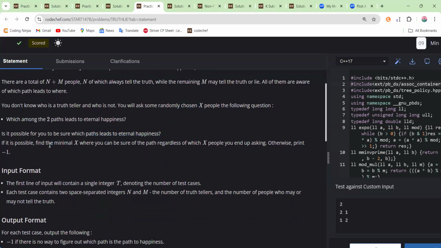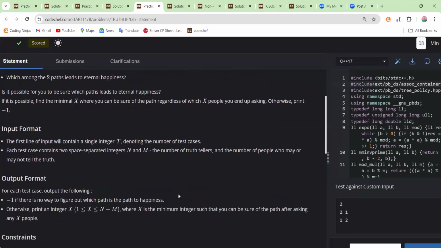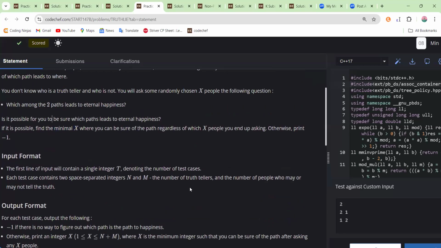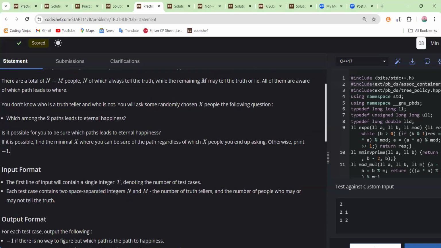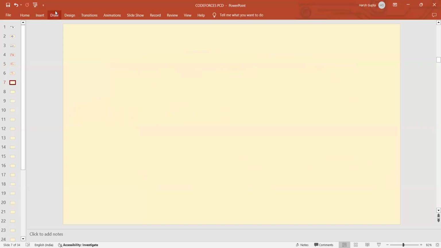And if it is possible, then you need to find the minimal X where you can be sure of the path, regardless of which X you end up asking. Otherwise, you print simply -1. Okay. So it's a very basic implementation of the pigeonhole principle. And even if you don't know the pigeonhole principle, it's actually a common sense question. Let me tell you why. First of all, let's understand the question.